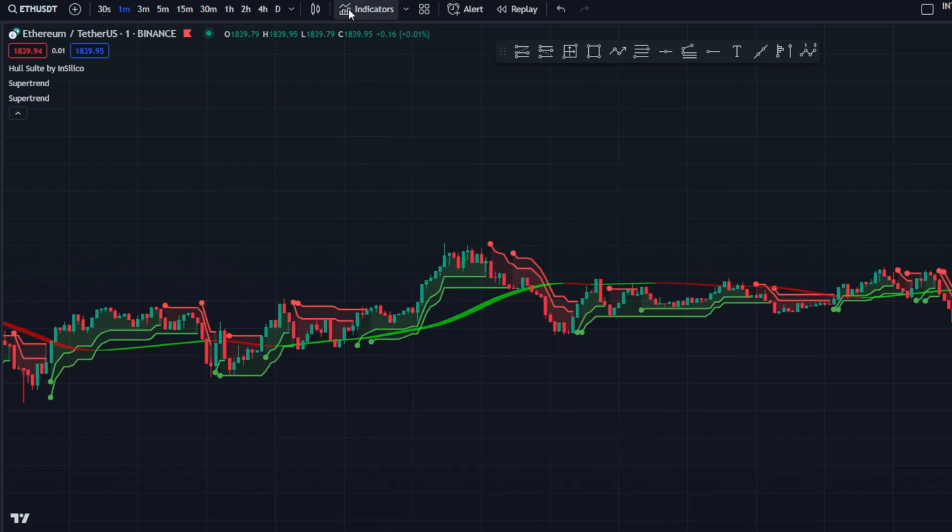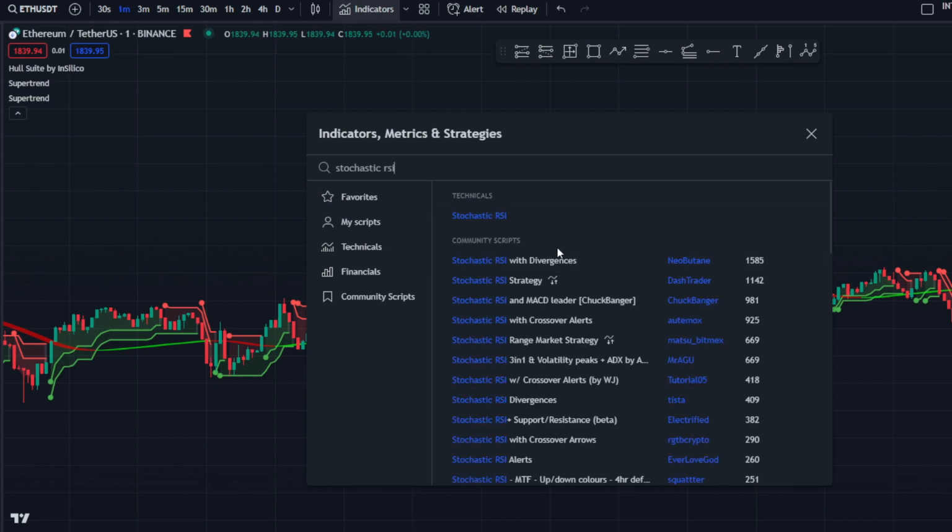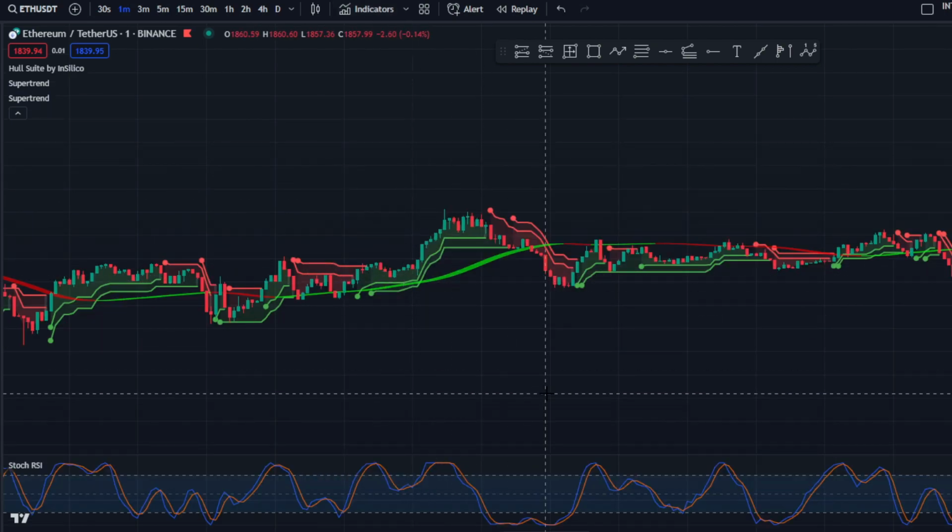Last but not least, what we're going to be doing is adding the Stochastic RSI indicator. This would be the 4th indicator, and you're going to leave it as default settings. So let's dive straight into this video.